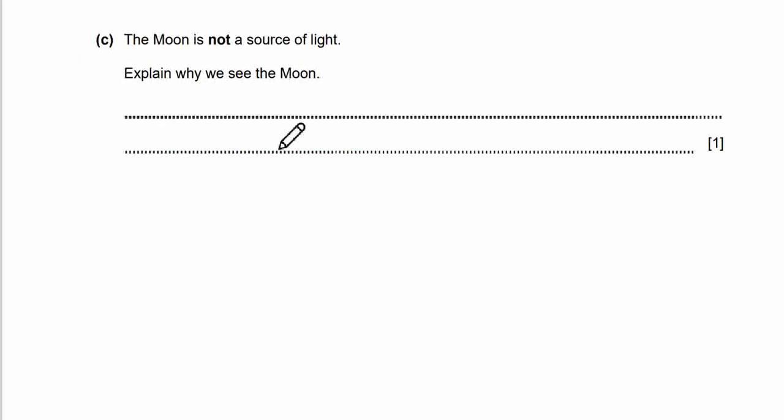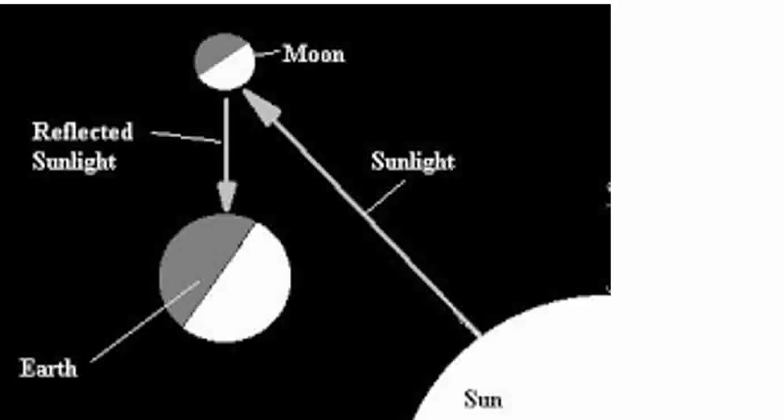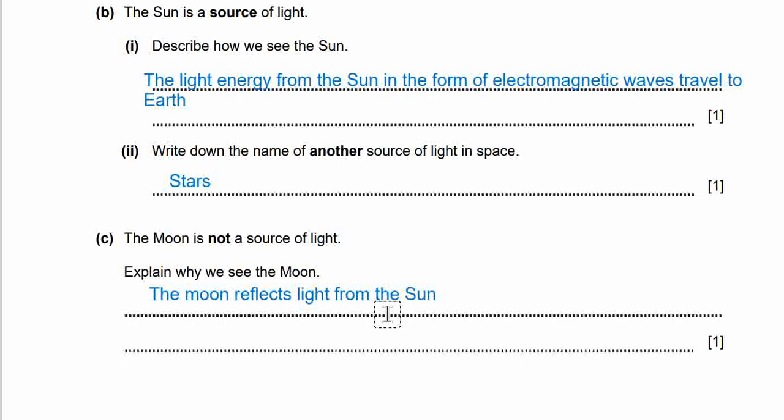Next, question C. The moon is not a source of light. Explain why we see the moon. Well, here are the pictures of the moon, and this is the sun, and this is our Earth. The moon is not a source of light, but the moon reflects sunlight. The sunlight reaches the moon, and the moon reflects the sunlight to the Earth. That's how we see the moon. Let's type our answer: the moon reflects light from the sun.